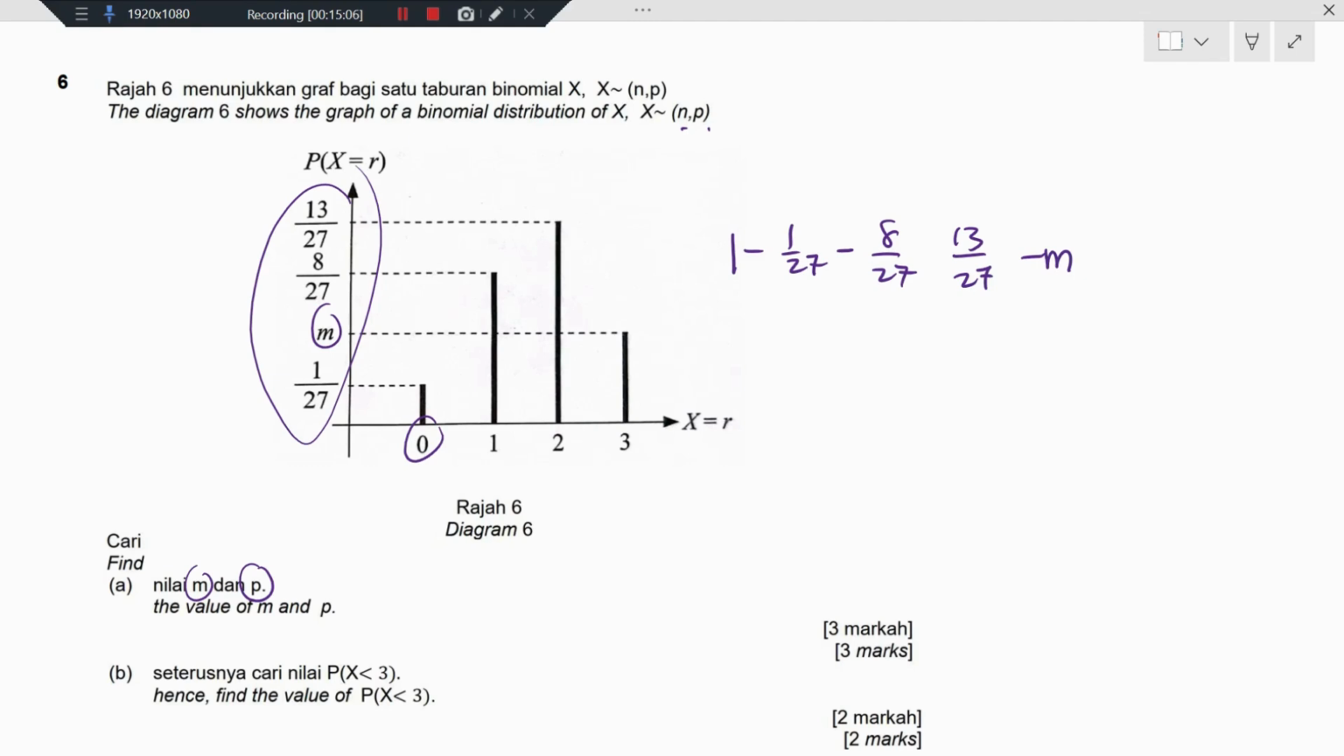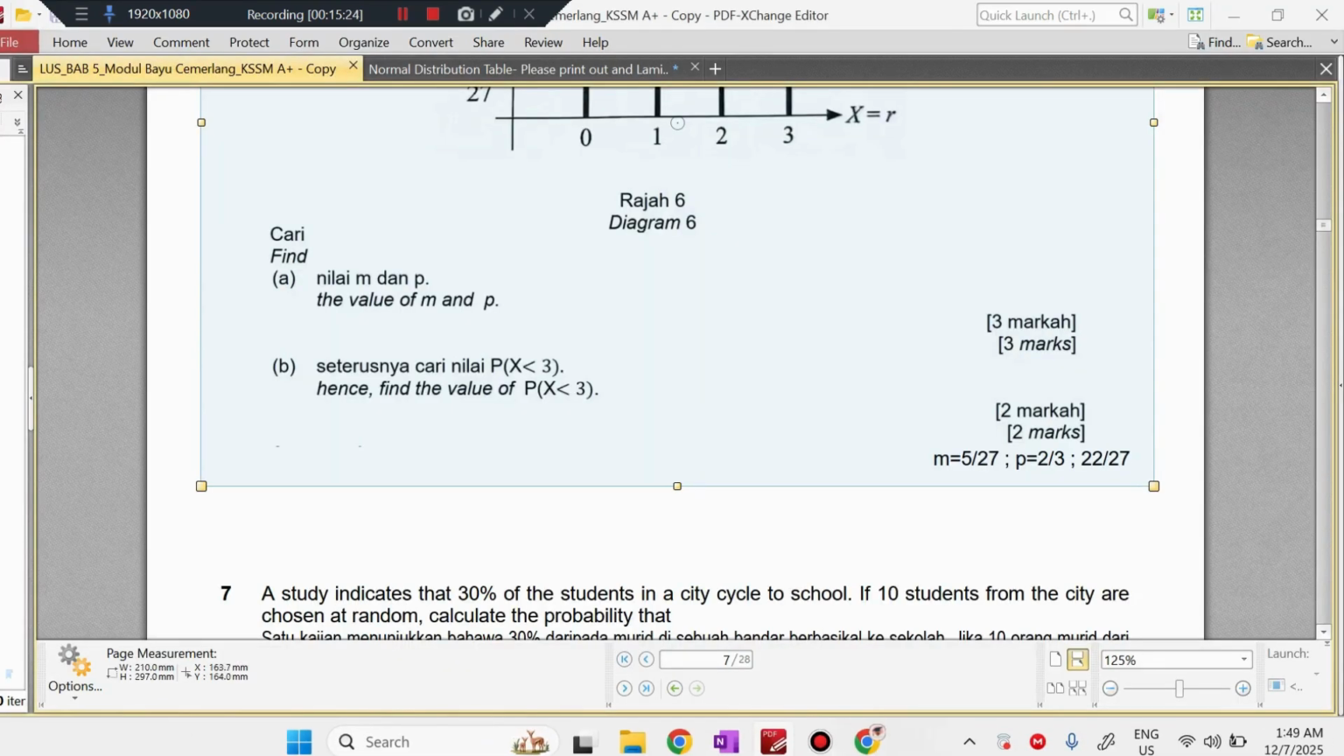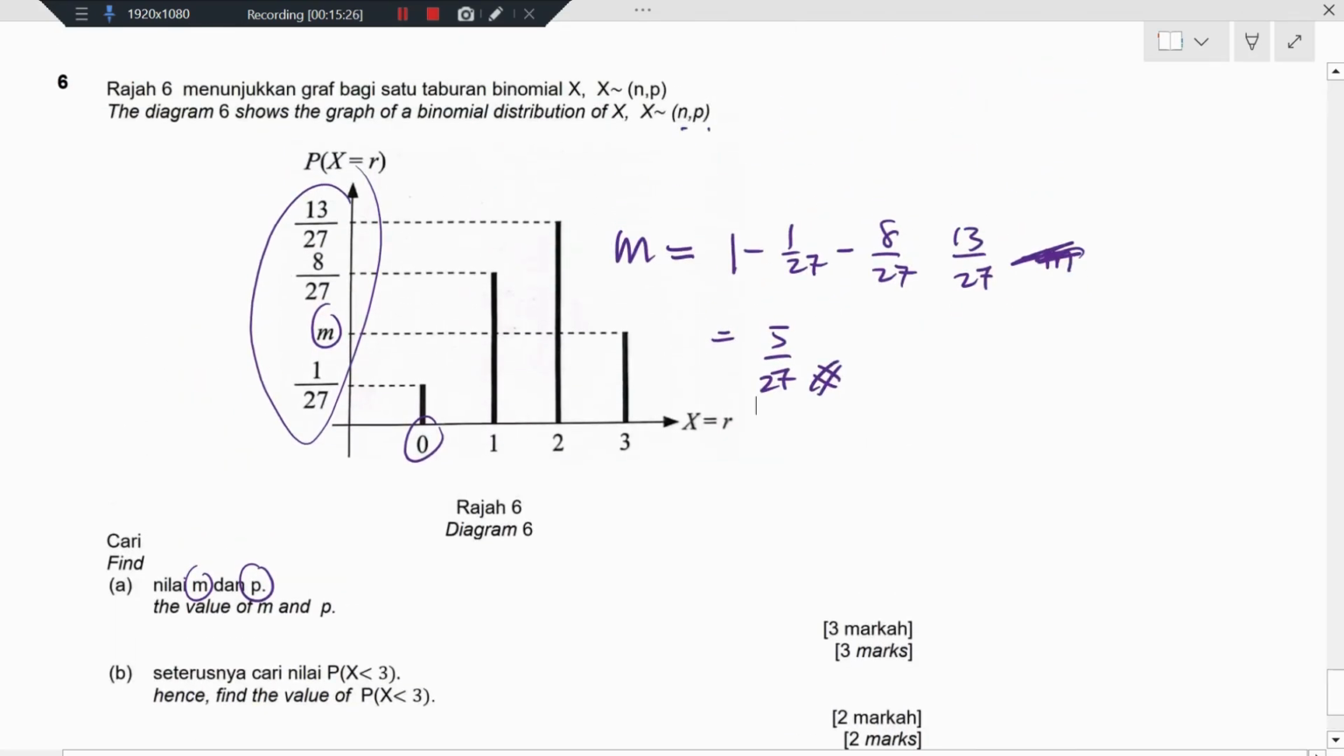Okay? I mean, you need to find your M in this way, right? M equal to 1 minus the other probabilities. So what do you get? So it will be 5 over 27. Okay, 5 over 27, tally. Okay, next. We need to find our P as well. So try to use either 0 or 3, very easy to understand. I always try to use this one or the 0 is easier. So I try x equals to 3.